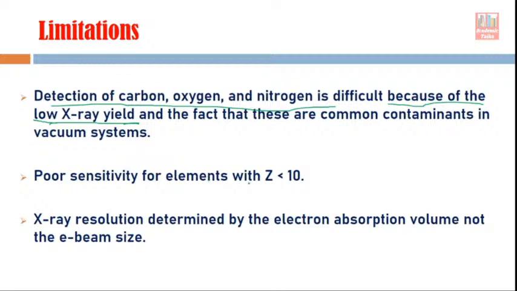For elements whose atomic number is less than 10, the sensitivity is not that good. The X-ray resolution is determined by the electron absorption volume and not by the E-beam size. I told you in the second or third slide that the electron beam diameter may be very small, a few micrometers, but the X-ray signal is produced by a much larger volume within the sample. So the resolution is decided by that electron absorption volume, not by the E-beam size.